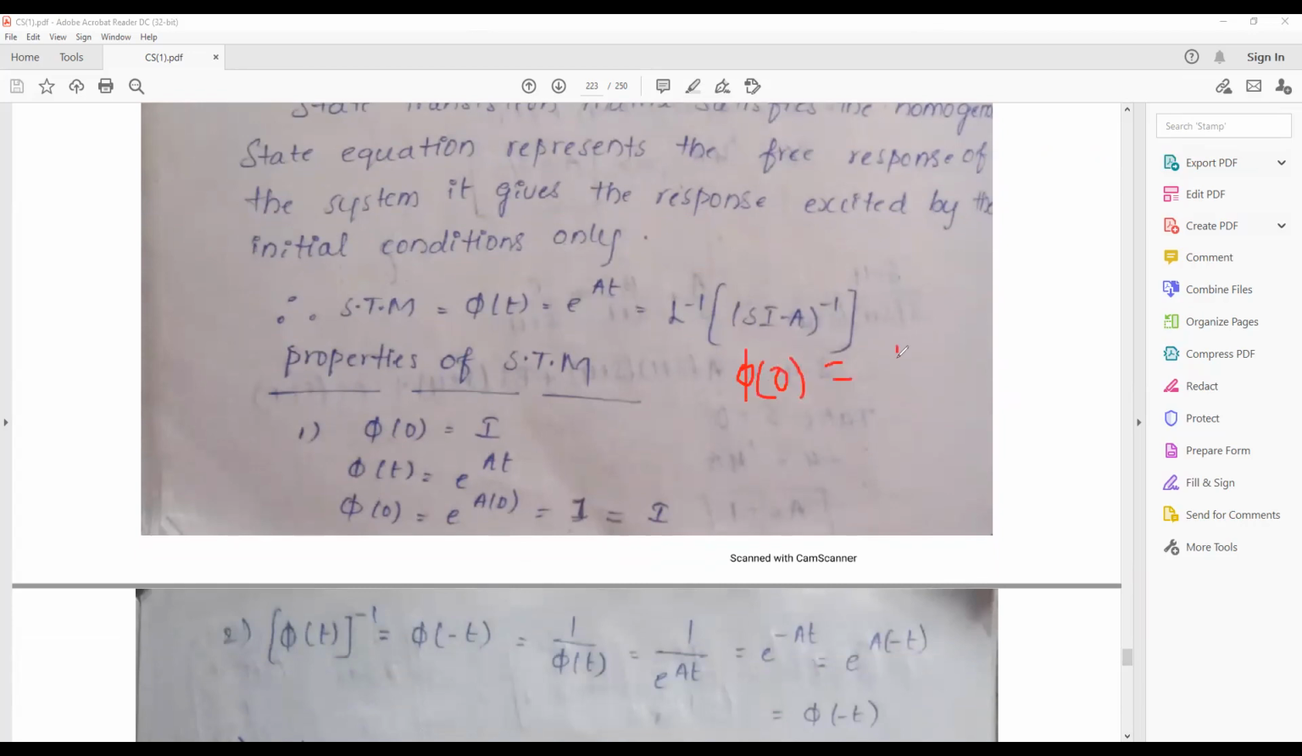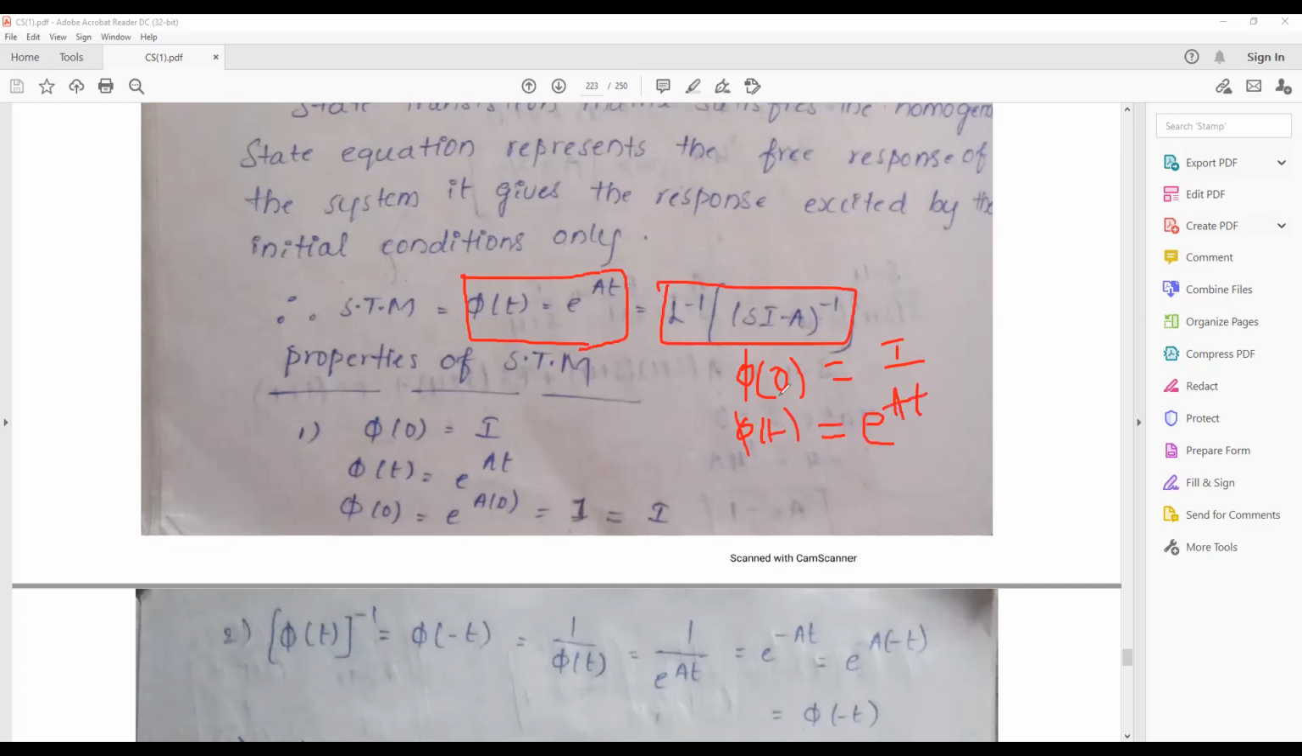Phi of 0 is equal to I. What is the formula of the state transition matrix? For a given matrix A, the solution is the Laplace inverse of (sI minus A) whole inverse. In the properties, phi of t is equal to e power At.